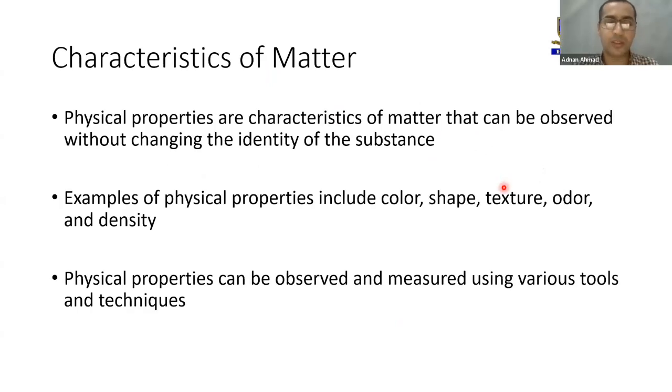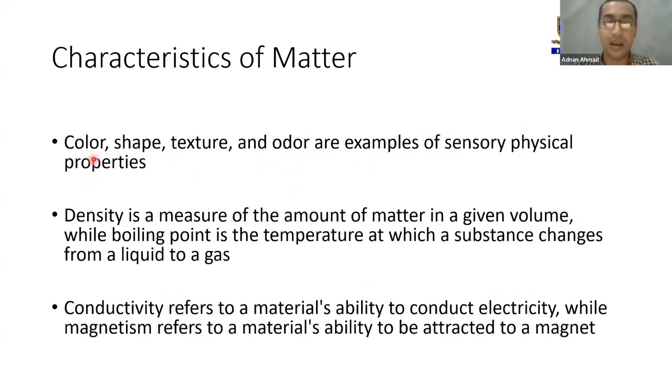So, characteristics of matter. What are characteristics of matter? Physical properties. These can be observed without changing the identity of the substance, right? So they are color, shape, texture, odor, and density. Physical properties can be observed and measured using various tools and techniques. Color, shape, texture, and odor are examples of sensory physical properties. We can sense them. And density is a measure of the amount of matter in a given volume.